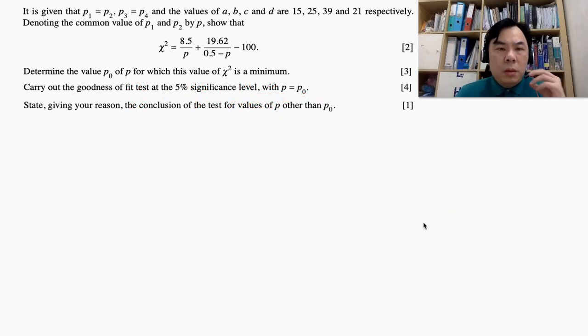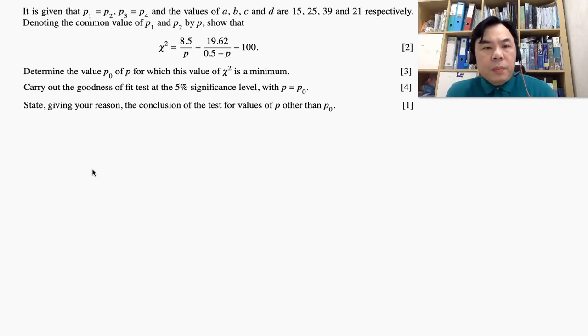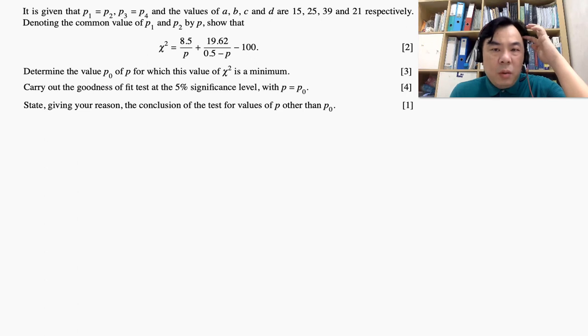All right, this is our next section of the question. Now let's look at this. Carry out a goodness of fit test at a 5% significance level with p equal to p naught here, and then state, giving your reason, the conclusion of the test for the value of p other than p naught that we have already found.